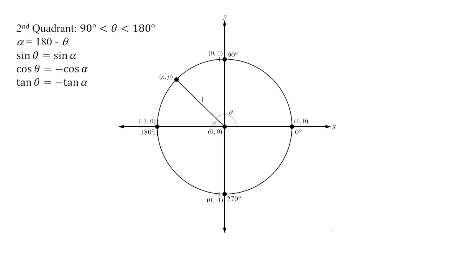If theta is between 90 degrees and 180 degrees, that means that the terminal side is now in the second quadrant. And in the second quadrant, x is negative, y is positive. Therefore, sine is positive and cosine is negative. Therefore, the tangent is negative. And as you can see, alpha, the reference angle, you get that by subtracting the angle from 180.